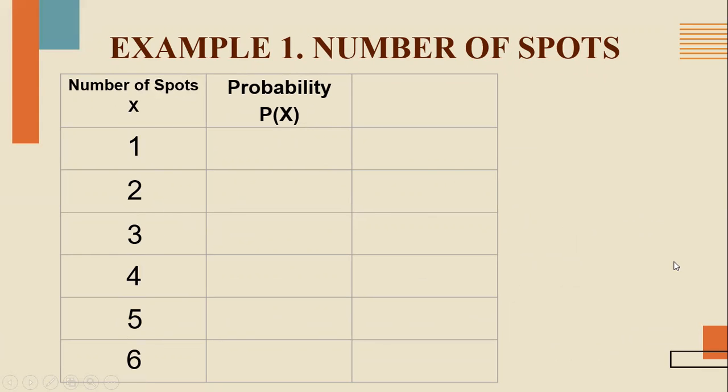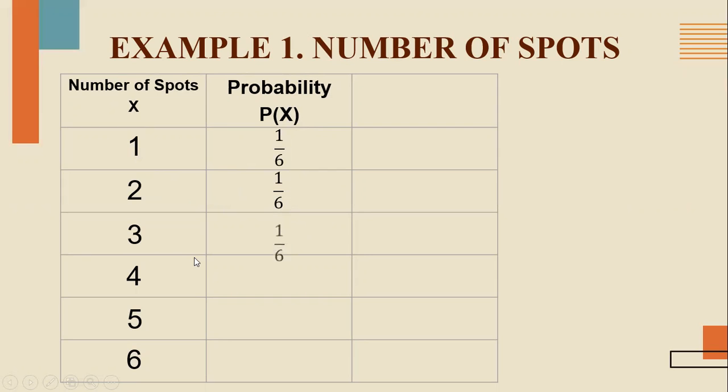And then for the probability, for 1, of course, we only have one 1 in a die out of 6. So the total is 6. The probability of getting 1 is 1 over 6. And the probability of getting 2 in a single die when it is rolled is also 1 out of 6.